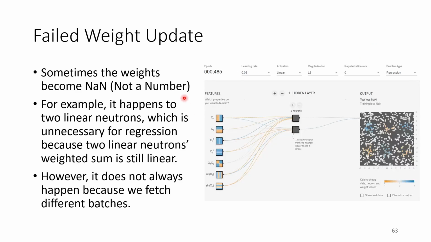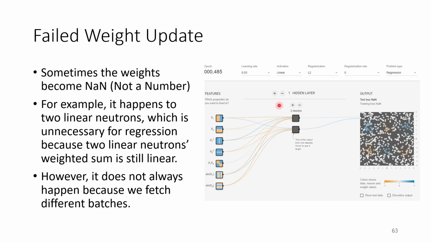Okay. However, sometimes you will find your network doesn't converge. It means those weights don't converge to the expected value. Why? Maybe your architecture has some problem. For example, for this regression, if you see the black icon, it means the weight value becomes NaN, not a number. And why did it happen?